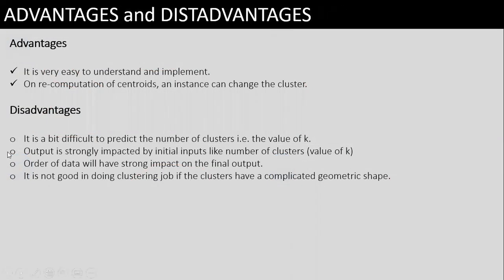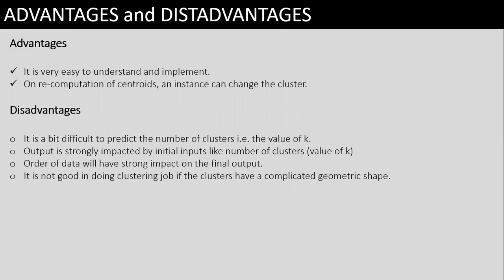So what are the advantages and disadvantages of this? Number one, it's very easy to understand and implement. We're using basically simple mathematics for distance calculation and in the recomputation of centroids. An instance can change cluster, so this will recalibrate and correct our calculations at each iteration. The disadvantage is that it's a bit difficult to predict the number of clusters because, as mentioned earlier, if the data is very random, it's very hard to assess how many partitions are sensible.